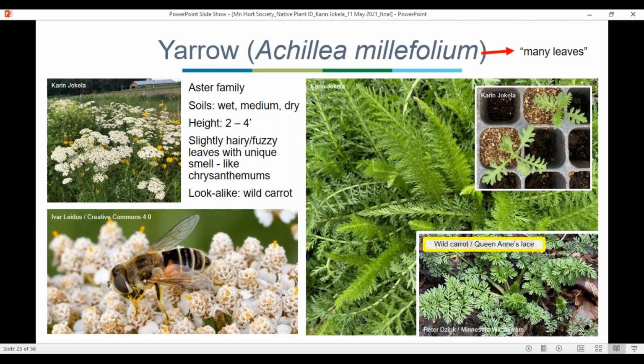So yarrow is one, Achillea millefolium, many leaves because the leaves have just tiny, they almost look like little feathers. Few little seedling photos here. They have a really distinctive smell. They can look very similar to Queen Anne's lace, so those are the two that might confuse you. Yarrow is a native and Queen Anne's lace is not. They both have pretty distinctive smells, so that would be one clue.